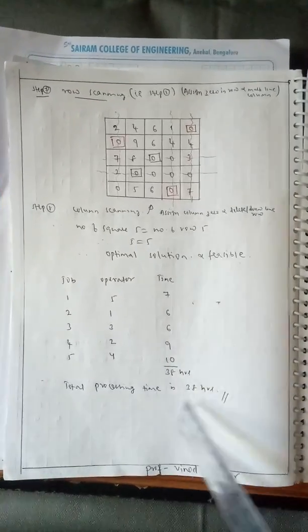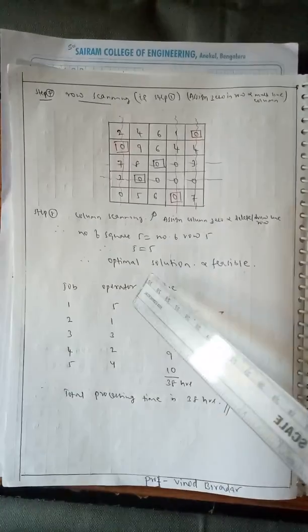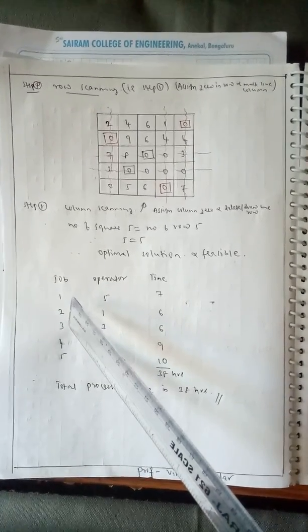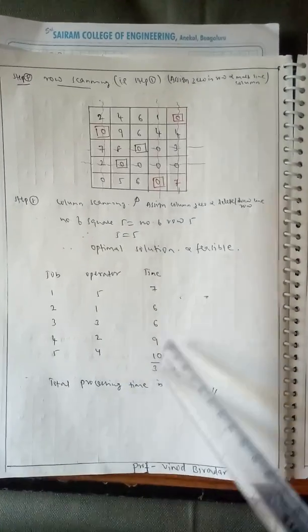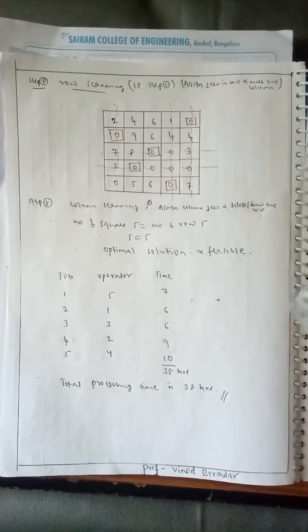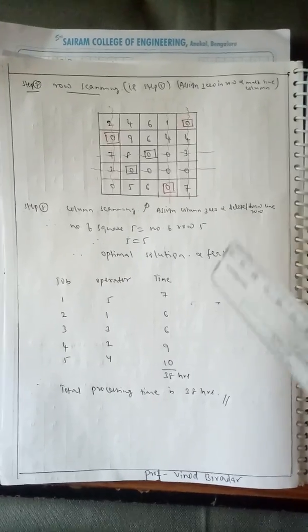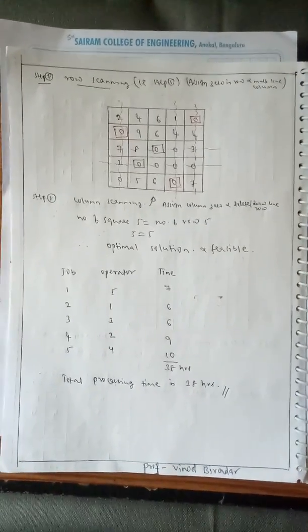So this is the time taken to complete the jobs. From this diagram you are assigning each job to each contractor person. The first job is assigned to the fifth contractor person, that is worker. The second job is assigned to the first operator, the third job is assigned to the third person, the fourth is 2, and the fifth is 4. So the total processing time is 38 hours. So this is about assignment problem 2, and what we solved, this method is called the Hungarian method. I hope you understand this problem. Thank you.